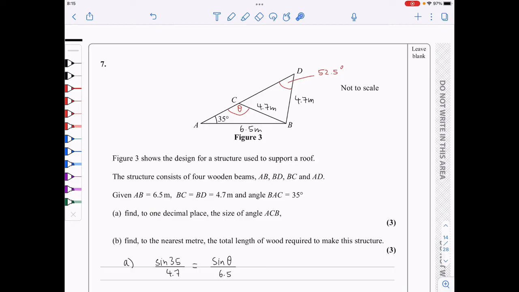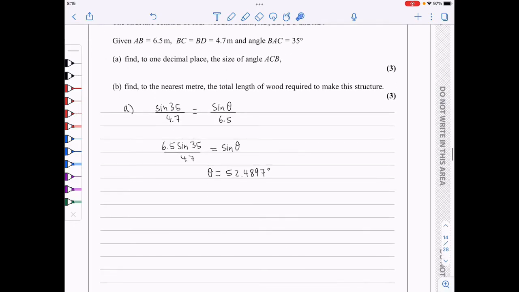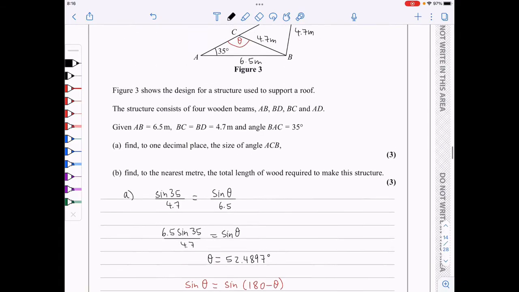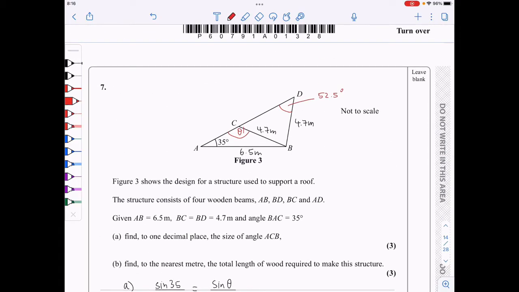So we know that sine of theta and sine of 180 minus theta are equal, which means that actually the angle I'm after, ACB, is 180 minus 52.4897, which turns out to be 127.5, correct to 1 decimal place. So theta here was actually 127.5.